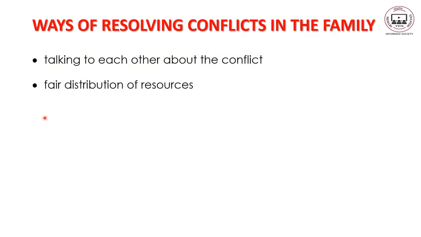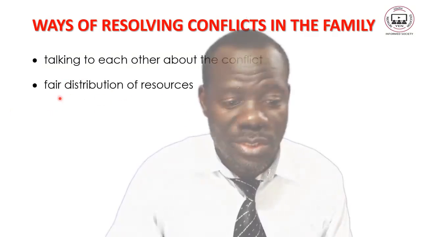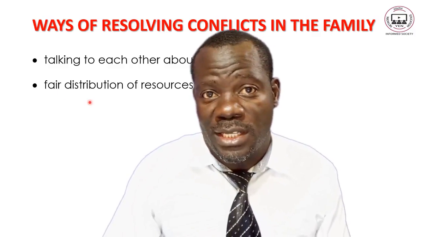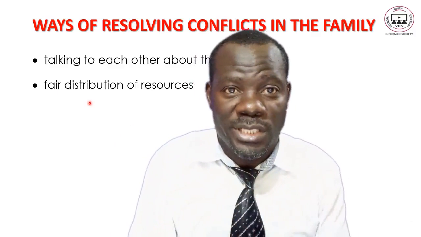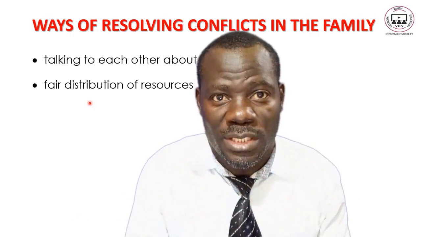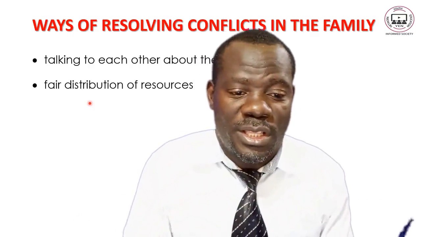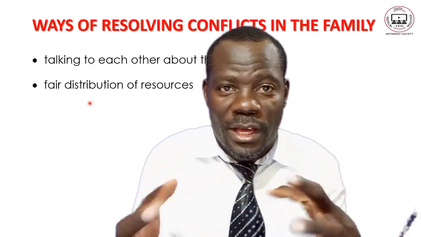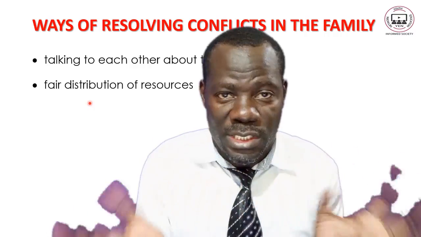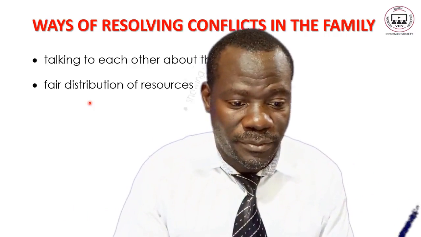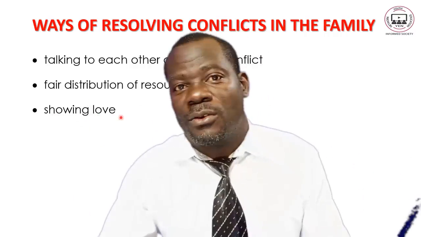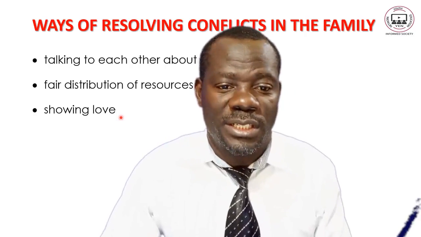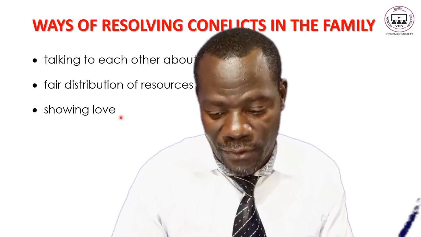Number two is a fair distribution of resources. Remember, one of the causes of conflicts, we said, is unfair distribution of resources. There are resources and someone is given more than the other. That can cause conflict in the family. Therefore, there has to be fairness in the distribution of resources in the family. Also, showing love is another way of solving the conflict. You solve the conflict by showing love to one another in the family.